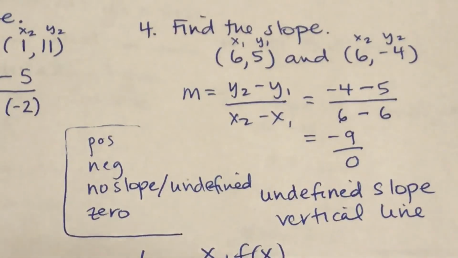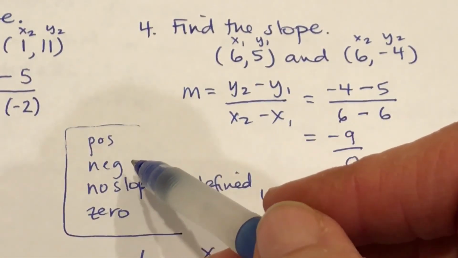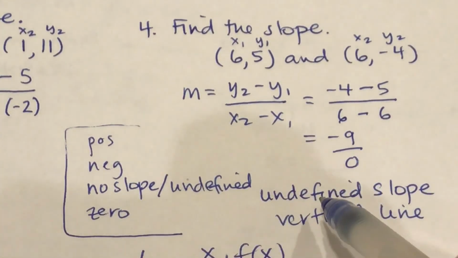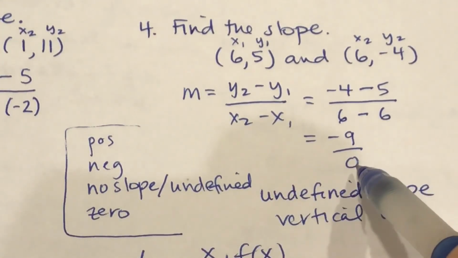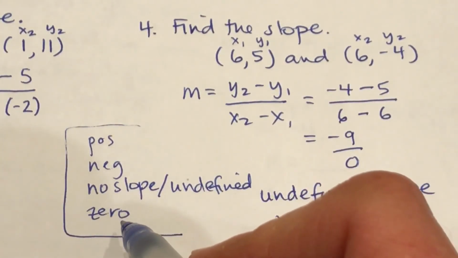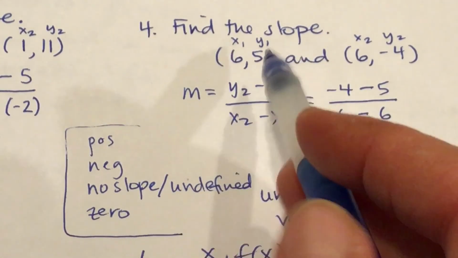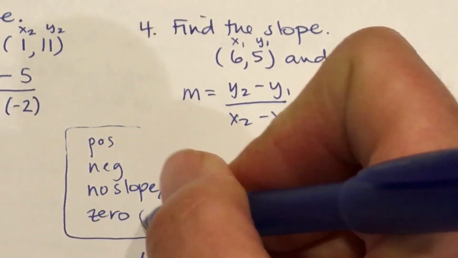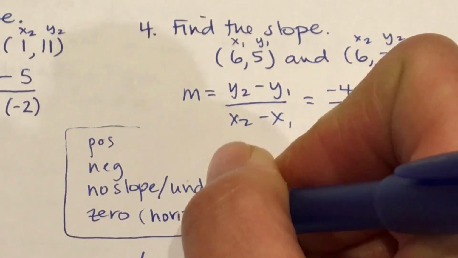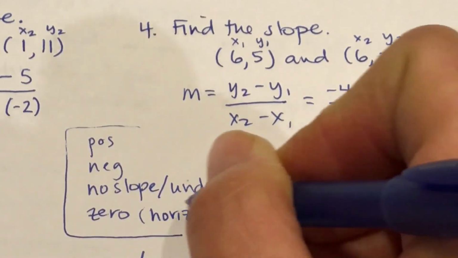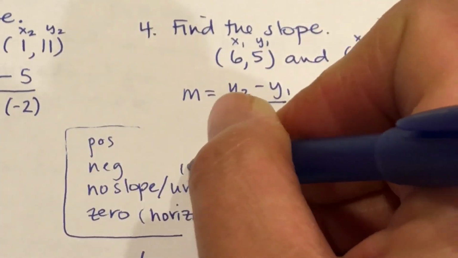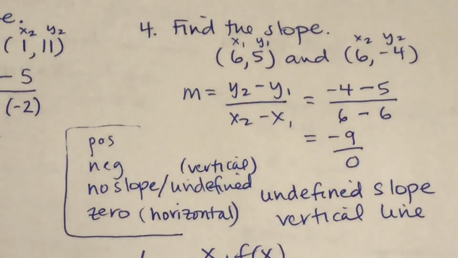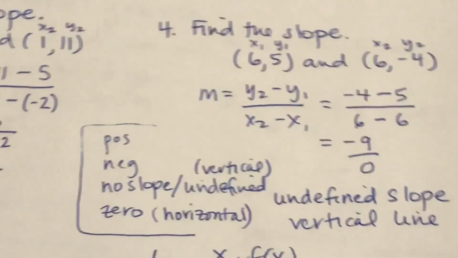Okay. So positive slope, which we had up above in example number 1, negative slope, which we had in example 2, no slope or undefined, which we have right here in example number 4. That's when you get 0 in the denominator. And then a slope of 0 would be actually if you had the 2 y values the same. That would give you a slope of 0. Keep in mind, 0 is going to happen with a horizontal line. And keep in mind this no slope is going to happen with a vertical line. So those are just some notes to help you remember. I'm hoping that's all stuff we're kind of familiar with.